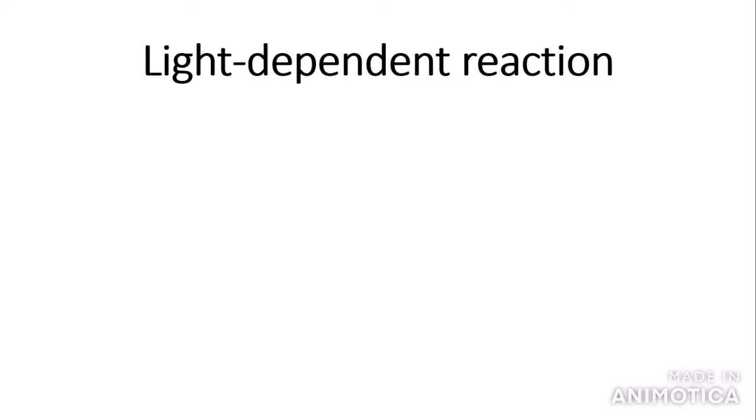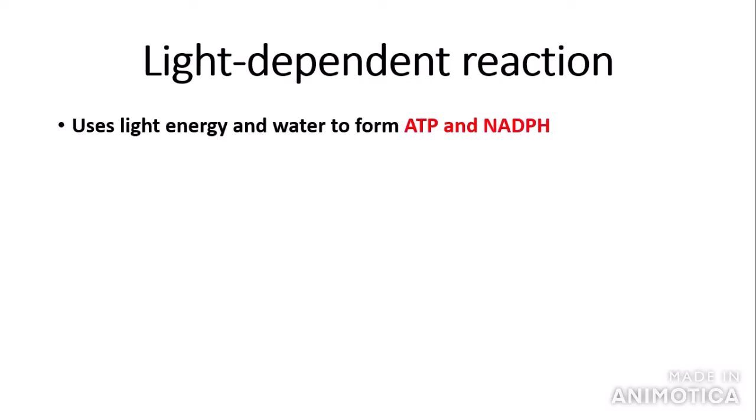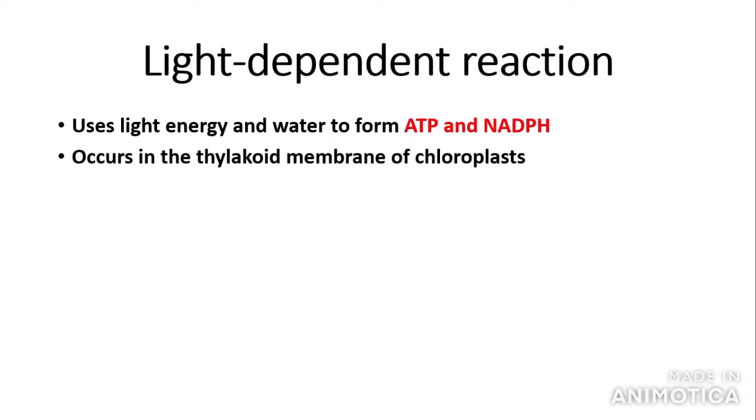The light-dependent reaction, as the name suggests, relies on light. So it uses light energy and water to form ATP and a molecule called NADPH, which stands for nicotinamide adenine dinucleotide phosphate. The light-dependent reaction occurs in the thylakoid membrane of the chloroplasts.